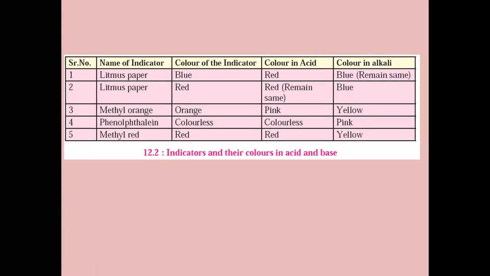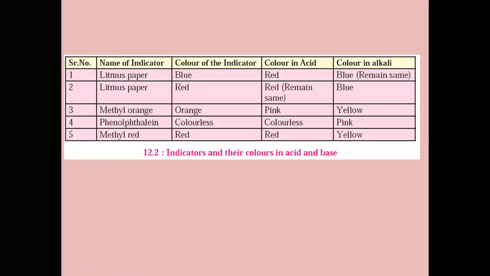About the names of the indicators, that is the litmus paper, which can be either blue or red, methyl orange, phenolphthalein, and methyl red. Here we are going to first see the color of the indicator. In the first column, we are only talking about the color of the indicator. Then we'll talk about color change in acid, then color change in base. Alkali is also called a base.